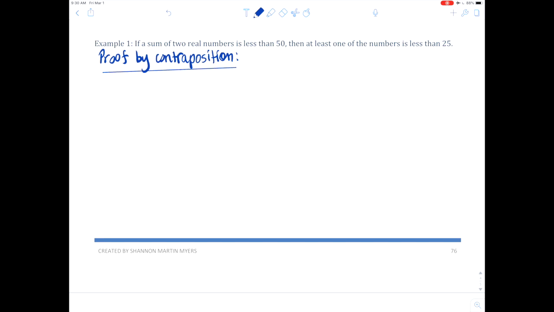So, suppose, what do we need to suppose? We're talking about the real numbers now. So, what do you want to use? A and B maybe belong to the real numbers such that A is greater than or equal to 25 and B is greater than or equal to 25, right?